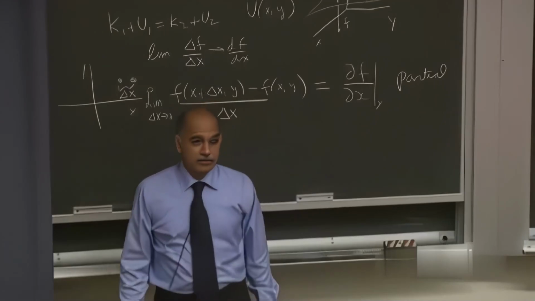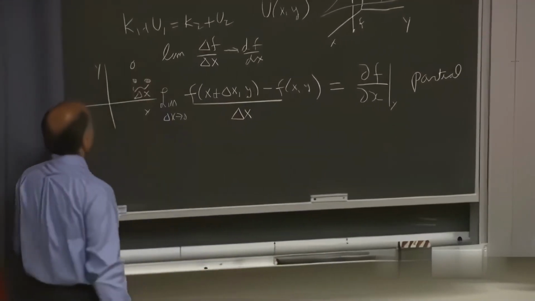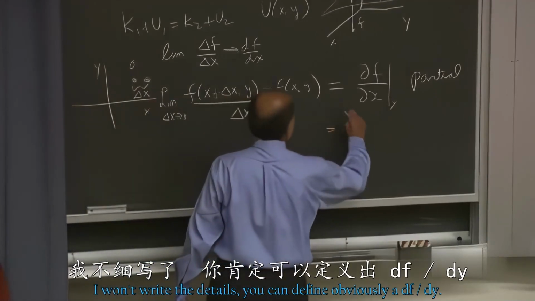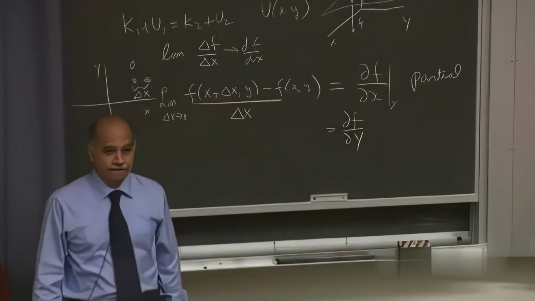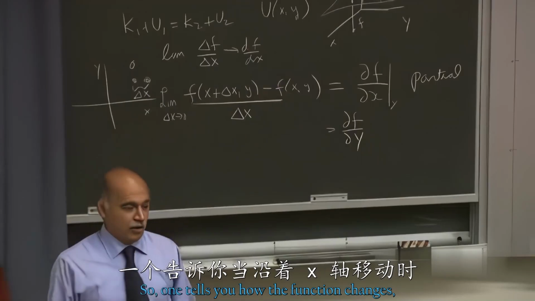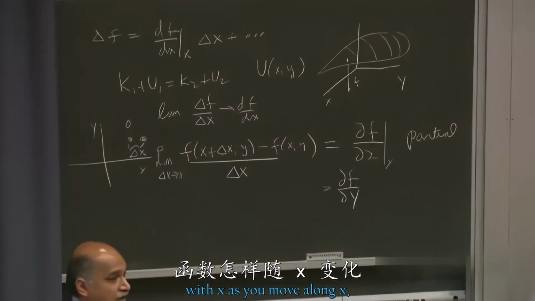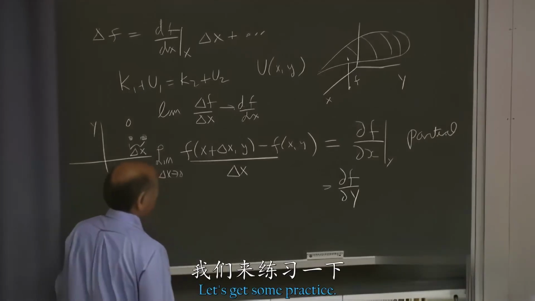So we won't write that. That's the partial derivative. You can also move up and down and see how the function changes. I won't write the details, but you can obviously define df/dy. One tells you how the function changes with x as you move along x. The other tells you how it changes with y as you move along y. So let's get some practice.